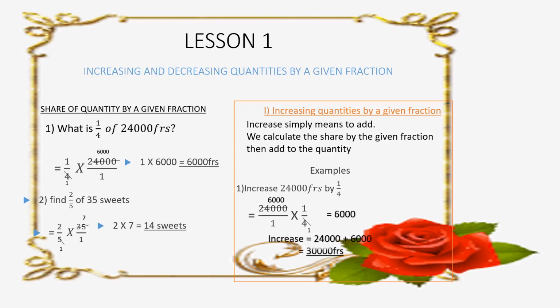Now the increased amount is going to be, remember we said we look for the share and we add to the quantity. We have looked for the share, which is 6,000 francs. Therefore, we are now going to take 6,000 francs and add to the quantity, which was 24,000. So the increased amount is 24,000 plus 6,000 equals 30,000 francs. That is how we increase quantities by a given fraction. Firstly, we look for the share, and secondly, we add the share to the initial quantity.